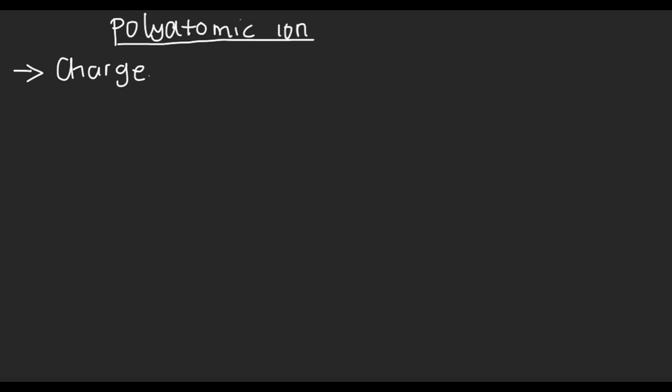Welcome folks, in this video we are going to look at naming and memorizing polyatomic ions. Now first, before we look at these ions, let's first define what an ion is. So an ion can be defined as a charged atom or group of atoms.